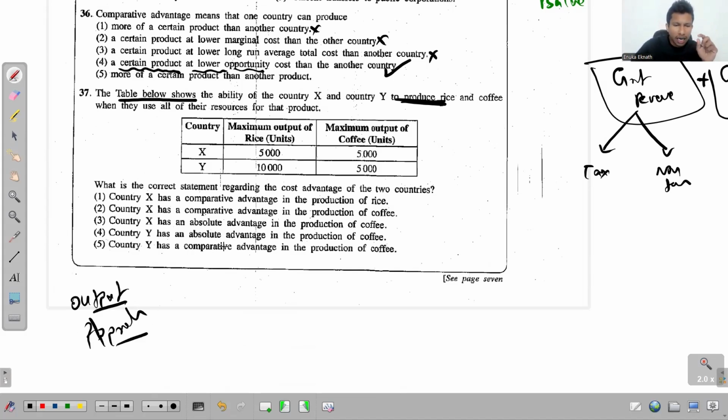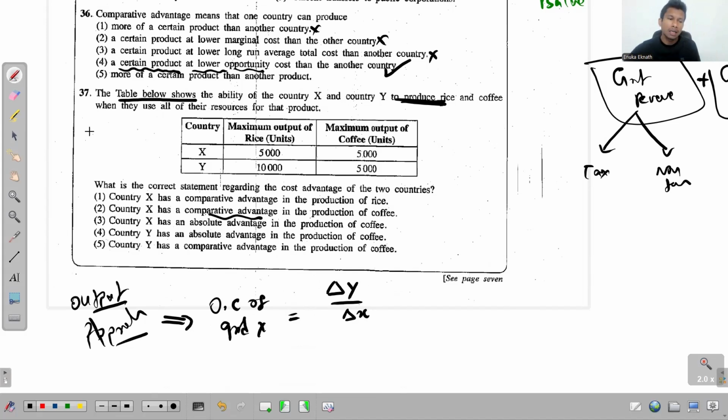You know that when we calculate this comparative advantage, the equation changes. The equation of calculating opportunity cost changes based on the given approach. If it's the output approach, how do we find the opportunity cost of, let's say, good X? How do we find this? The equation is delta Y divided by delta X. Anyway, for the time being, if it's the output approach, this is how you calculate the opportunity cost of producing good X. So it's delta Y divided by delta X.